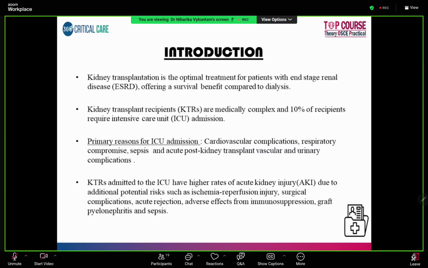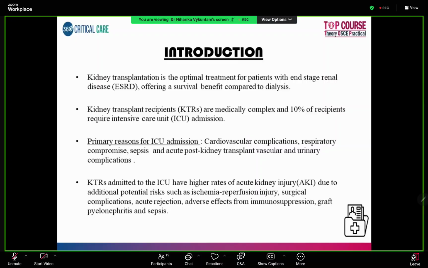Coming to the primary reasons for ICU admission for these patients: one is any cardiovascular complications, second, respiratory compromise, third, sepsis, and the last one is post-transplant vascular and urinary complications. These recipients admitted to ICU have higher rates of AKI. The creatinine might rise on the second or third day.